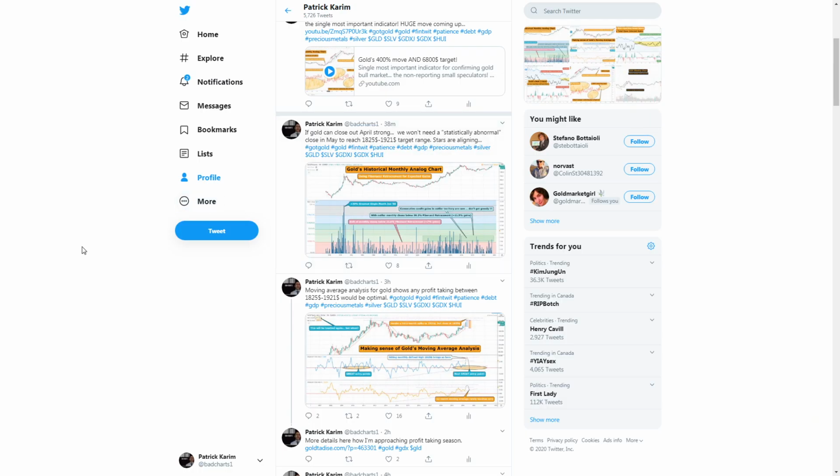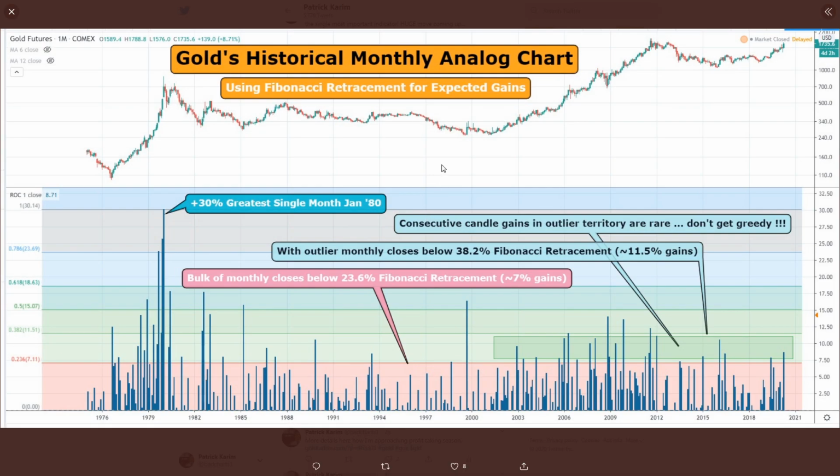And if you want a little bit more weight of evidence to that, this is gold's historical monthly analog chart. And I did Fibonacci from the highest point, the highest candle. So in January 1980, 30% gain, all the way down to zero. I just put the percentage gains. I didn't put the months where it lost. I just want to see where, statistically, I had more chances of getting a monthly gain candle. Most of them are below the 23.6% Fibonacci retracement.